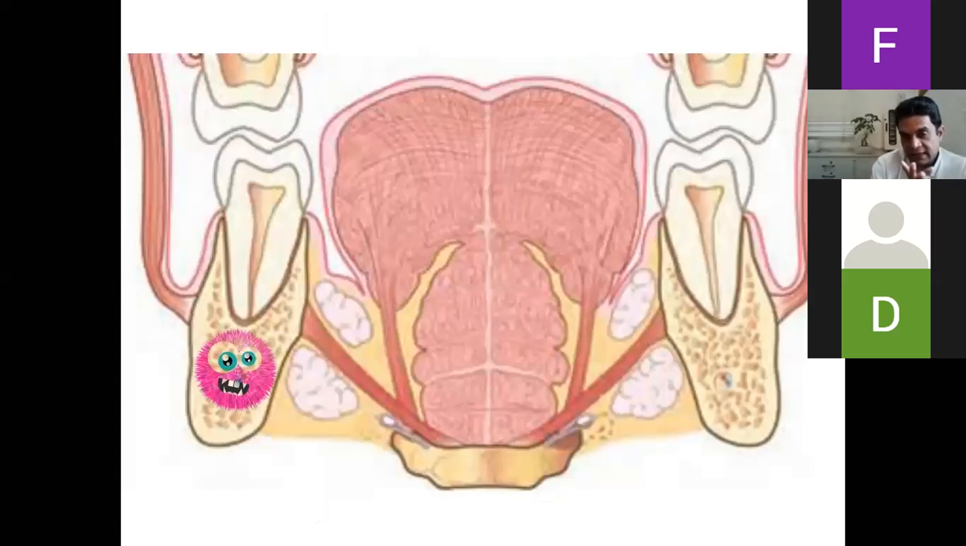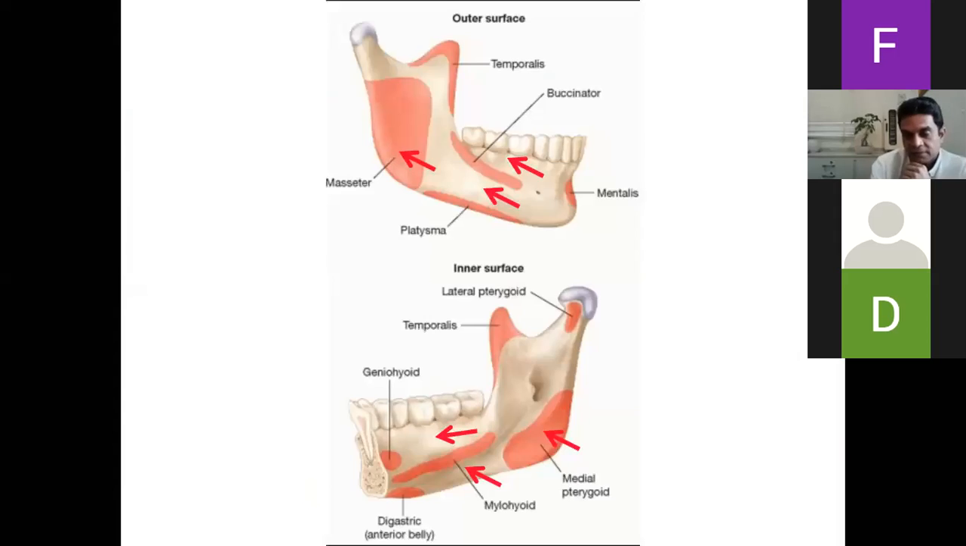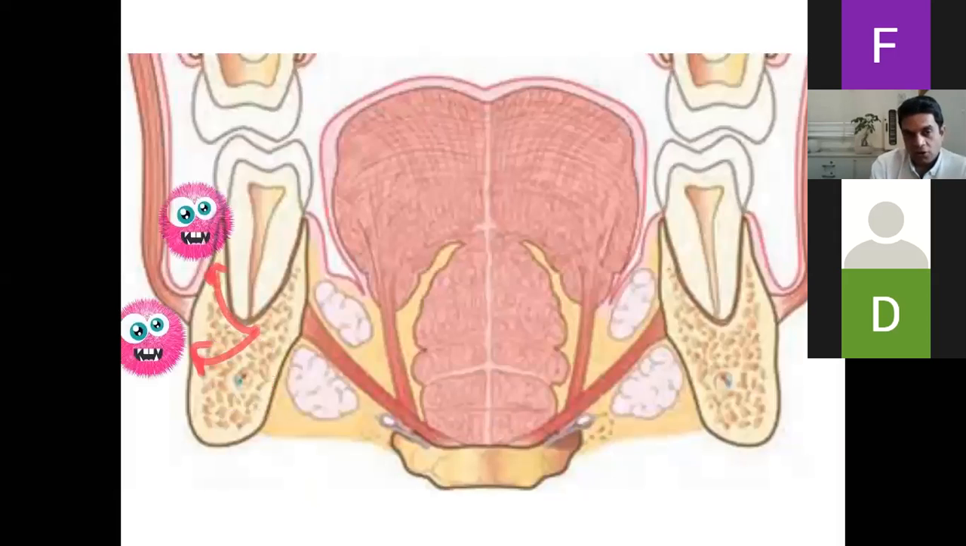Now, depending on the site of perforation of the mandibular cortex in relation to the mylohyoid muscle, this will decide where exactly our infection will present. If the infection is on the buccal side, above the attachment of the buccinator muscle, it will present as a vestibular abscess. But suppose this perforation is below the attachment of the buccinator muscle, this will lead to a buccal space infection.